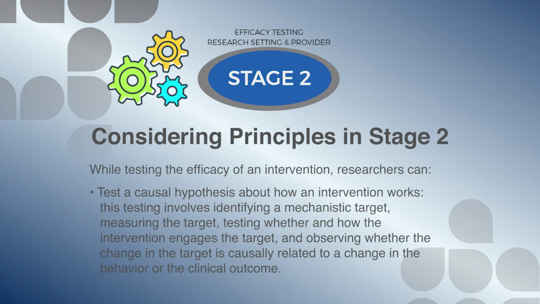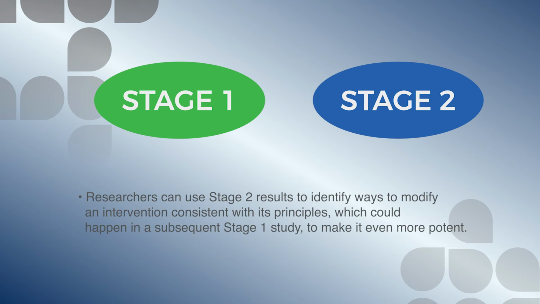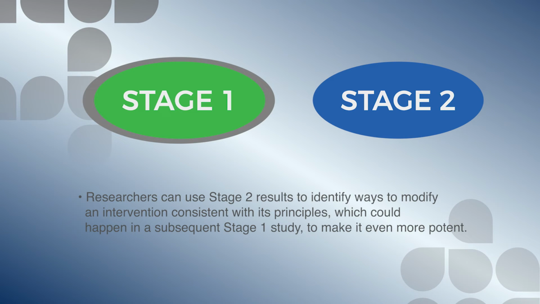This testing involves identifying a mechanistic target, measuring the target, testing whether and how the intervention engages the target, and observing whether the change in the target is causally related to a change in the behavior or the clinical outcome. Researchers can use Stage 2 results to identify ways to modify an intervention consistent with its principles, which could happen in a subsequent Stage 1 study to make it even more potent.